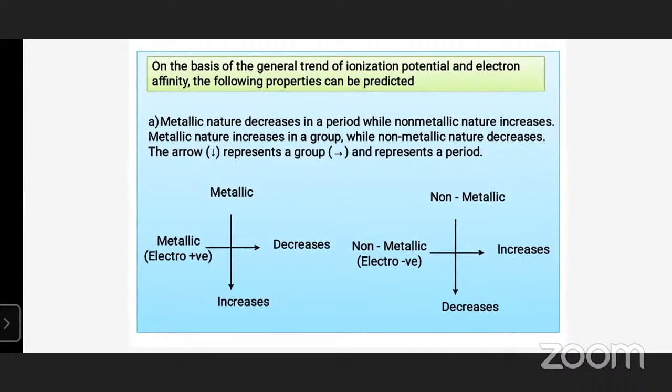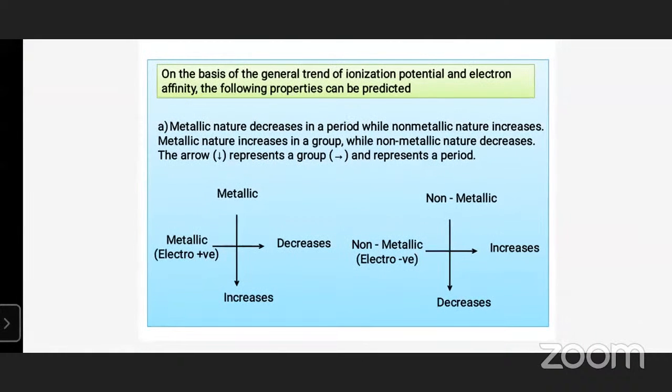Okay, the arrow mark represents groups. The down arrow mark is a group. The right arrow mark is a period.